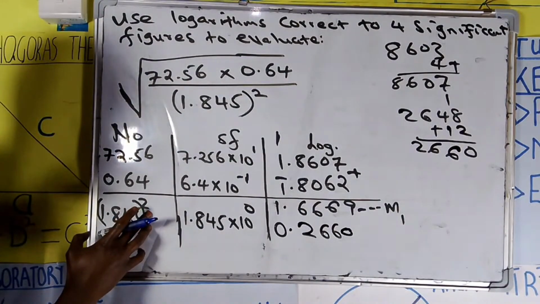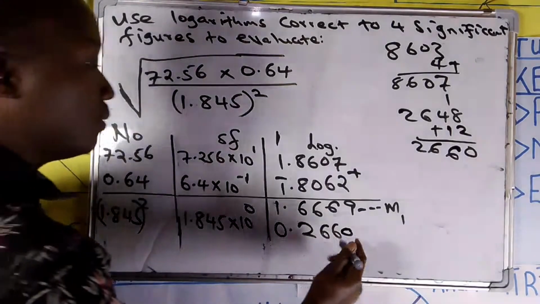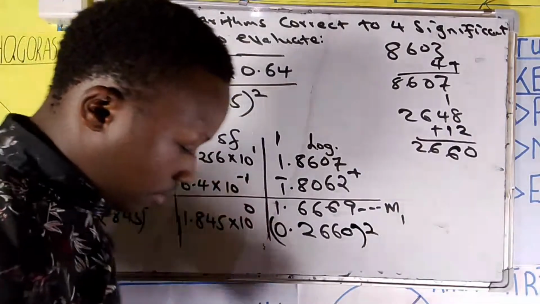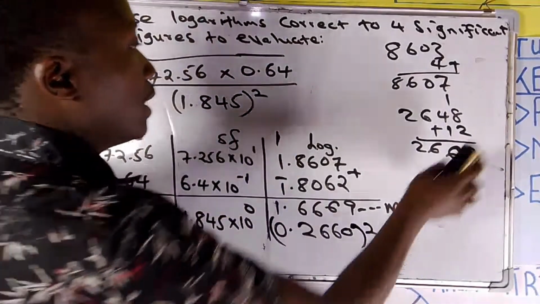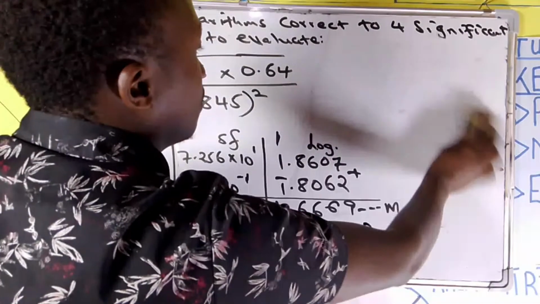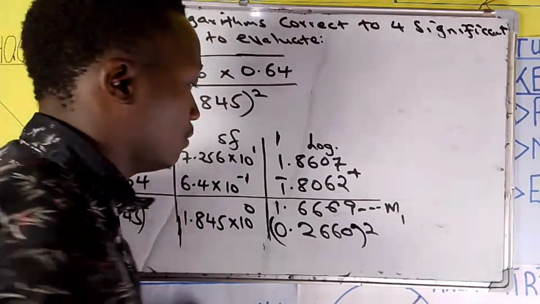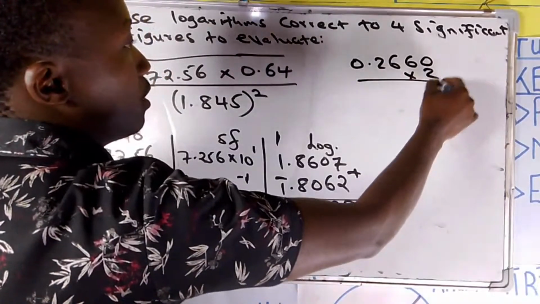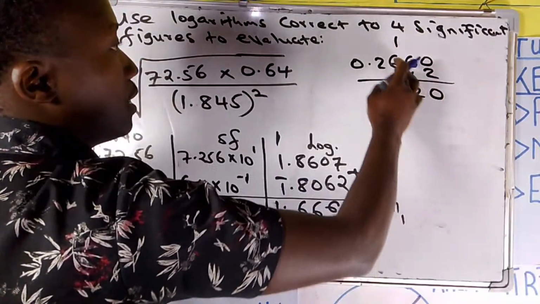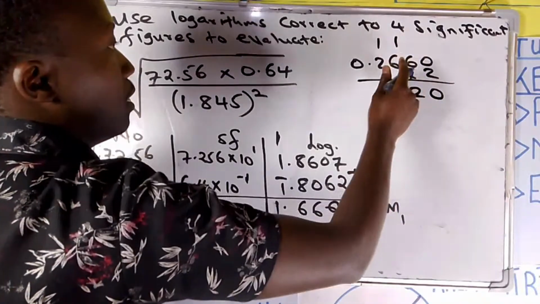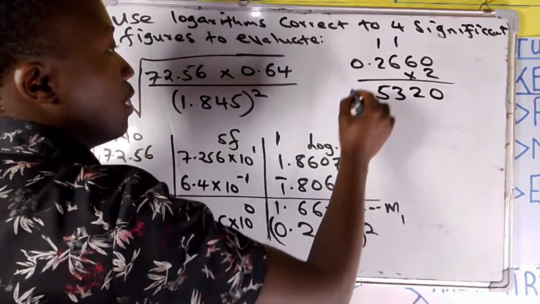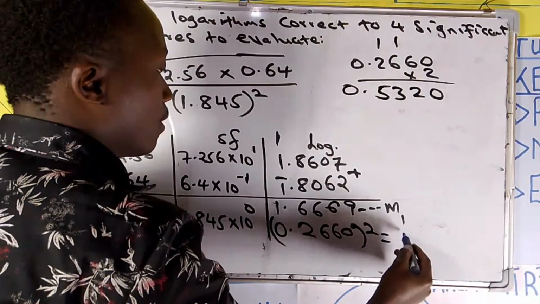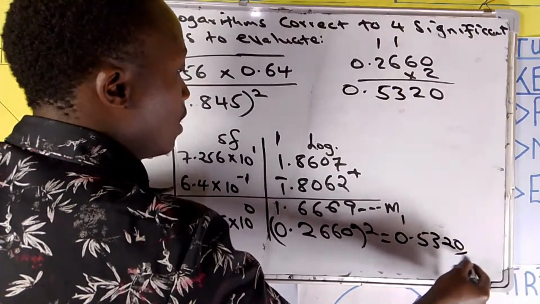Then because there is a power 2 here, we are going to multiply by 2. And when we multiply by 2, what are we going to get? Zero times 2 is 0. 6 times 2 is 12, carry 1. 6 times 2 is 12 plus 1 is 13. 2 times 2 is 4 plus 1 is 5. A decimal, 0 times 2 is 0. So that is going to be 0.5320. That is the denominator.